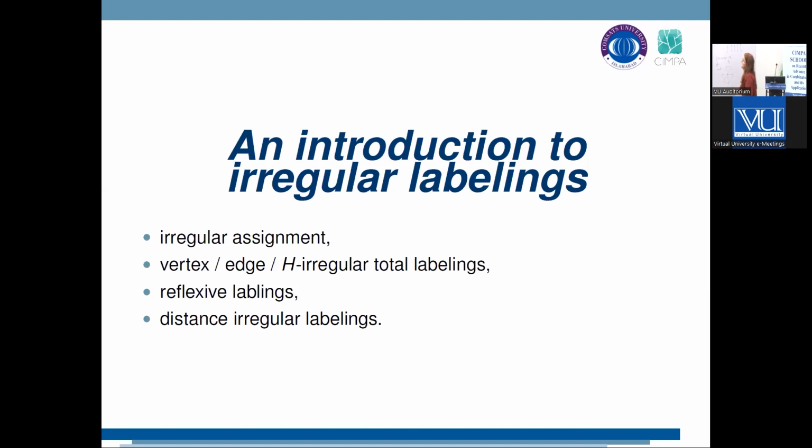So let's start. I will tell you something about irregular assignment. Then I will tell you something about some variations. So it will be total labelings, then the reflexive labelings, and then the distance irregular labelings.